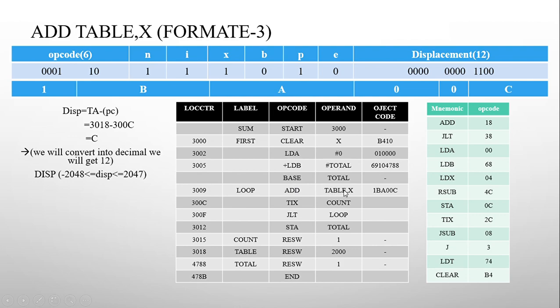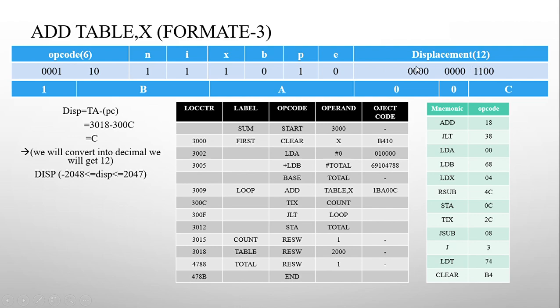This is the instruction. The PC for this instruction is the address of the next instruction, that is 300C. Therefore, subtracting these two, we get C. Converting the hexadecimal to decimal, we get 12 as the result. This value 12 is in the range between minus 2048 and plus 2047. Therefore we set P to 1, so B becomes 0, and we get the displacement as C.